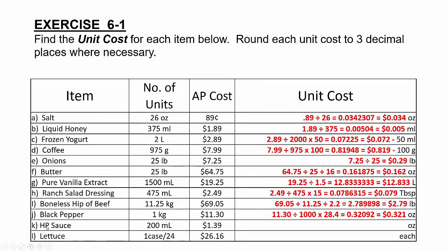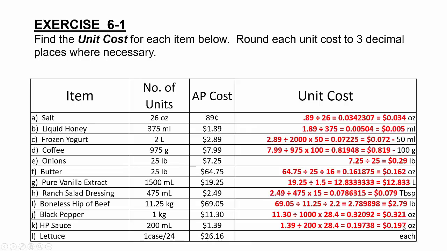Let's jump down to the HP sauce. We bought 200 milliliters and paid $1.39, but we're looking for a unit cost per ounce. So we're going to take our AP cost and divide it by the 200 milliliters, and that will give us the cost for 1 milliliter. Of course, once we have the cost of 1 milliliter, let's multiply it by the amount of milliliters there are in an ounce. And of course, that's 28.4. So the cost of 1 milliliter times 28.4 milliliters, unrounded, rounded final answer, $0.197 for an ounce of HP sauce.